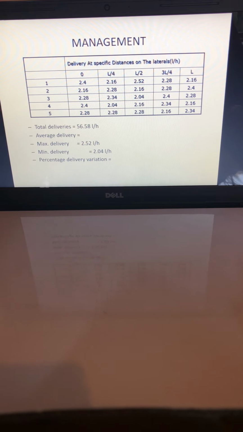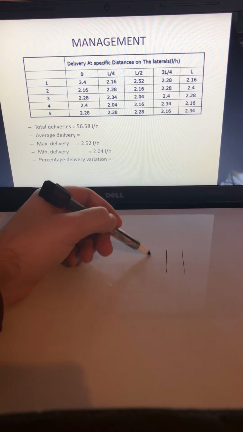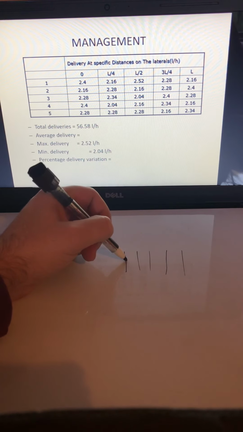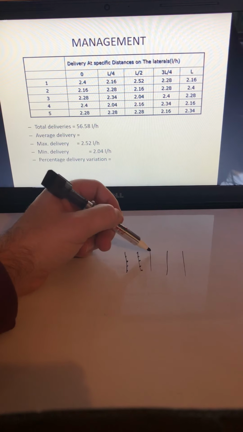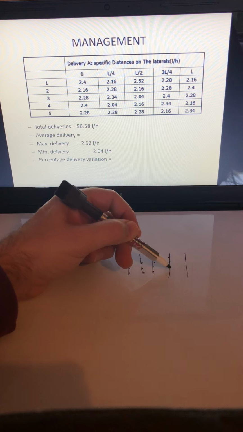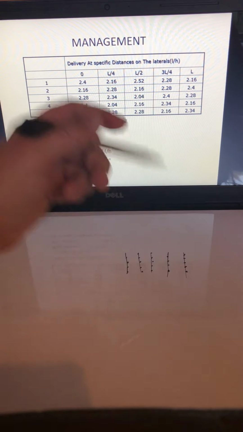So you've got your lateral lines. This specific one shows 5 lateral lines like this, and then 5 emitters per lateral. So this is what it represents. And for every single emitter, we have a rate at which the water is leaving the emitter.